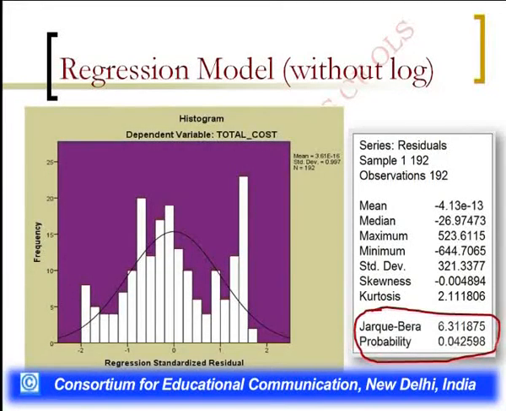On the x-axis we see the regression standardized residual, and on the other axis we have the frequency. The series are as follows. There is a sample of 192 with total observations of 192. If you look at the lower right of the screen, we have a Jarque-Bera of 6.31 followed by its probability value of 0.04.